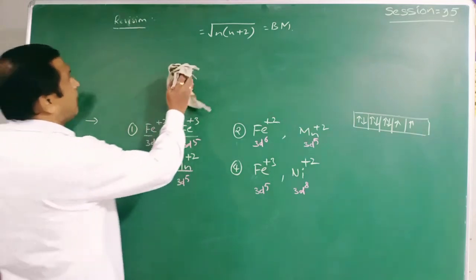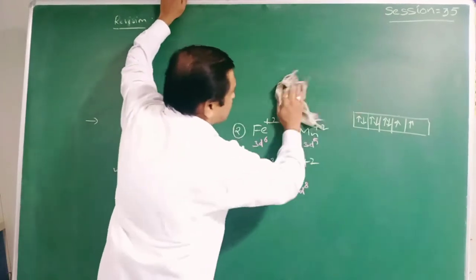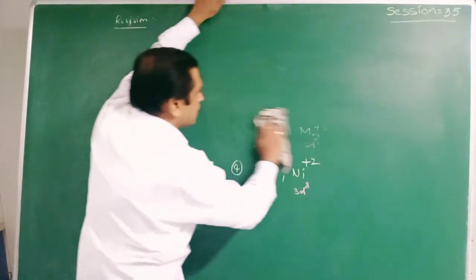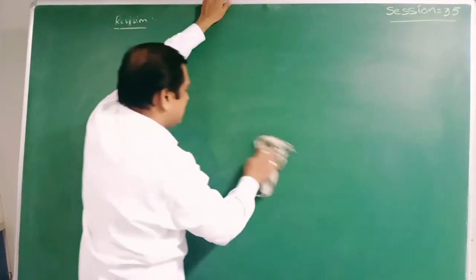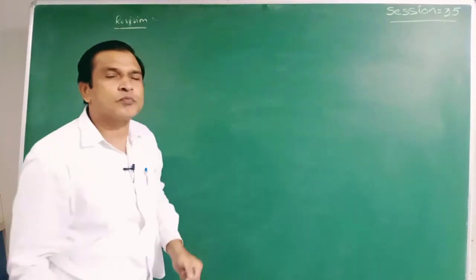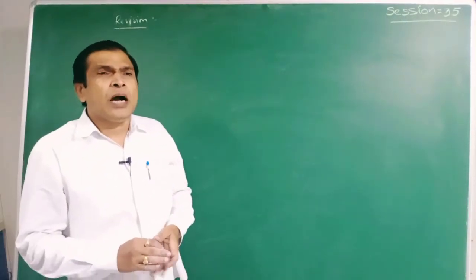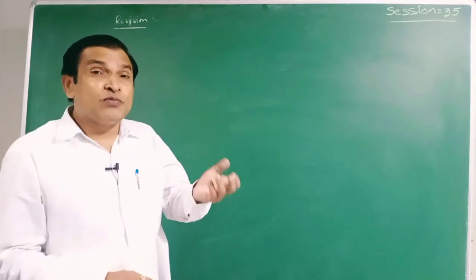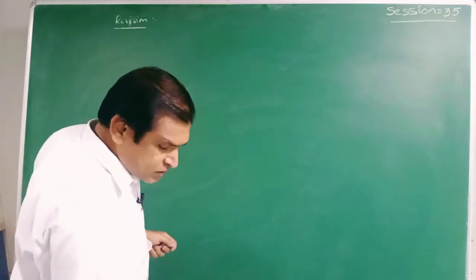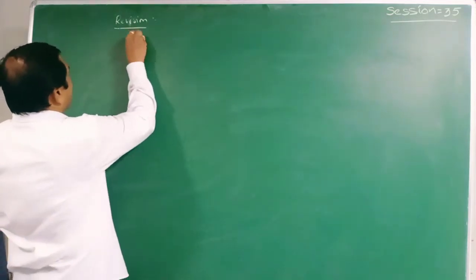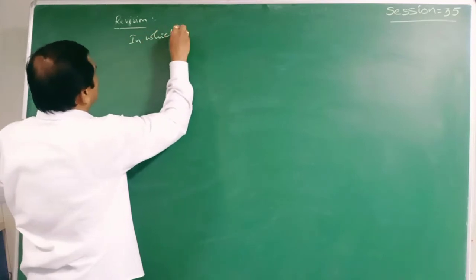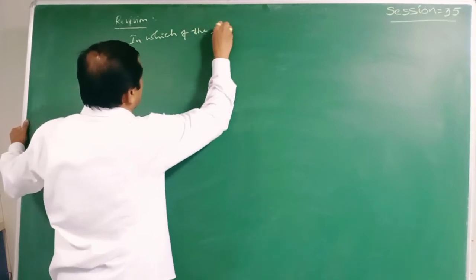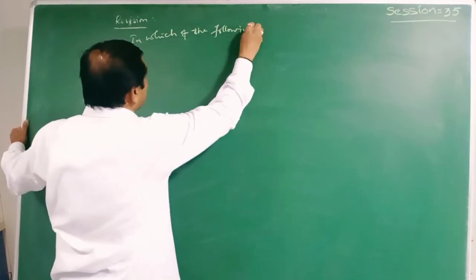Next, we have to prepare another question. So what is the question? How many unpaired electrons are present? Question is like this. Let us write the question first. In which of the following?